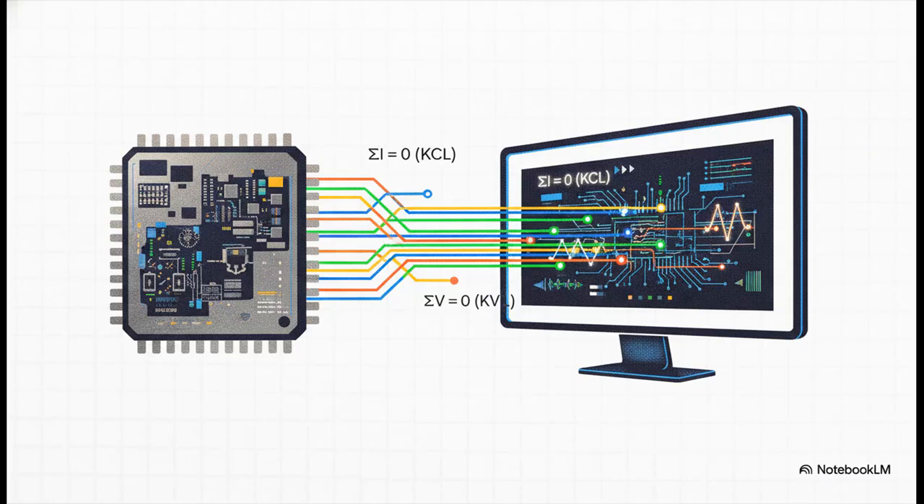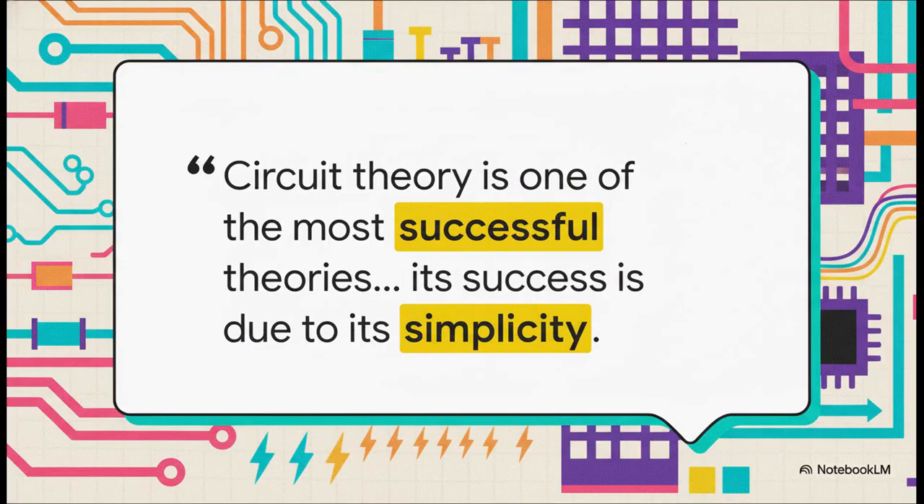This kind of software, a famous example is called SPICE, is basically a digital sandbox for designing microchips. It uses KCL and KVL to build a massive system of equations that models every single one of those billions of components. This lets engineers test everything out virtually before a single physical chip is ever made. I mean, can you imagine the time and money that saves? There's this great quote that really says it all. Circuit theory is one of the most successful and often used theories in electrical engineering. Its success is mainly due to its simplicity.